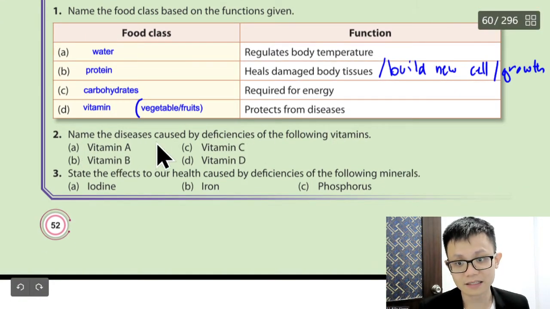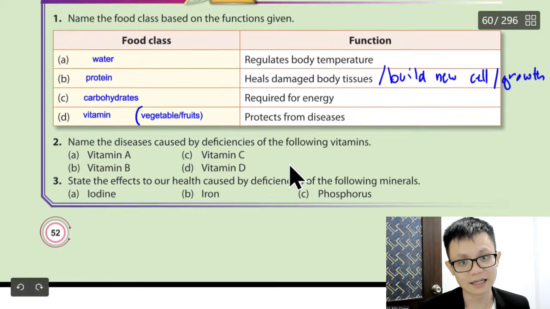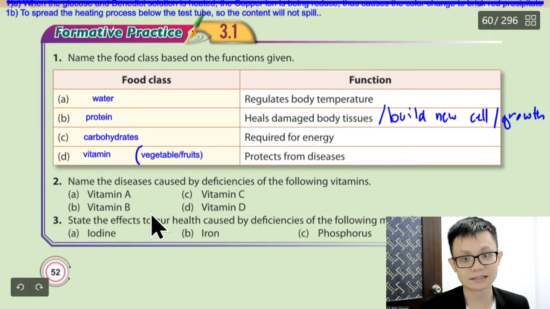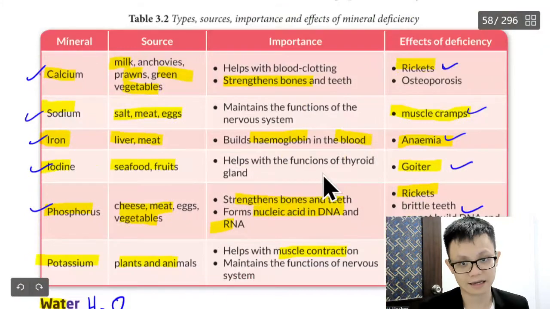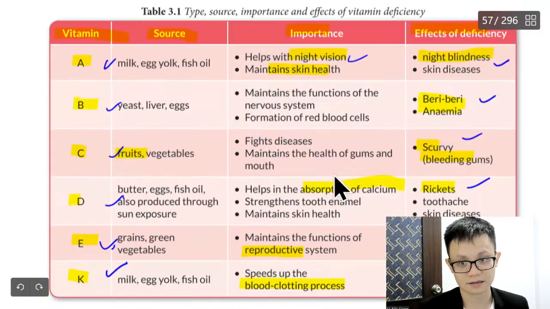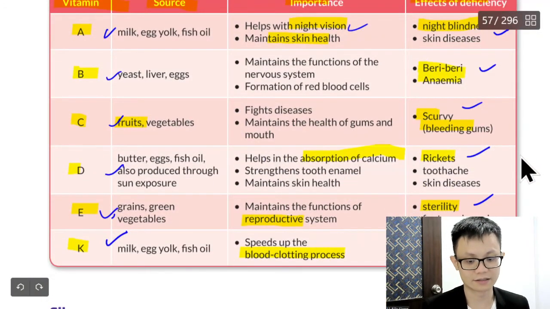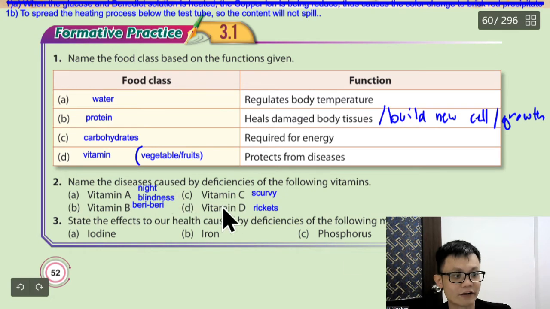Name the disease caused by the deficiency. Still remember vitamin A, B, C, D? What are the diseases? Try to remember it. Later I want to ask. Okay, so this one is very easy. You can look at the notes. Vitamin A is night blindness. Vitamin B is beriberi. Vitamin C is scurvy. And vitamin D is rickets.